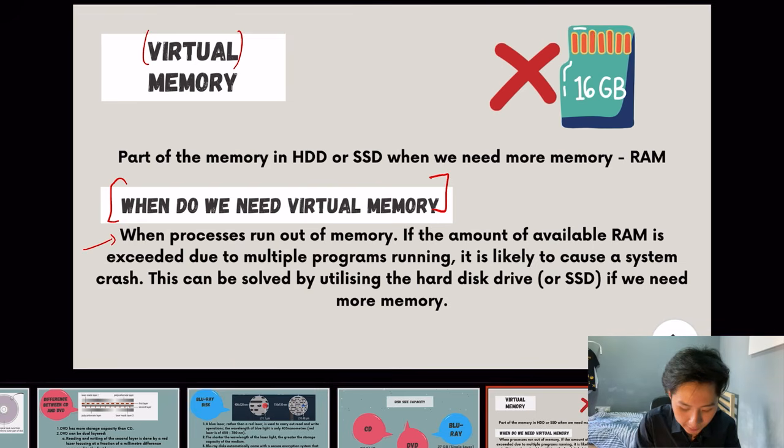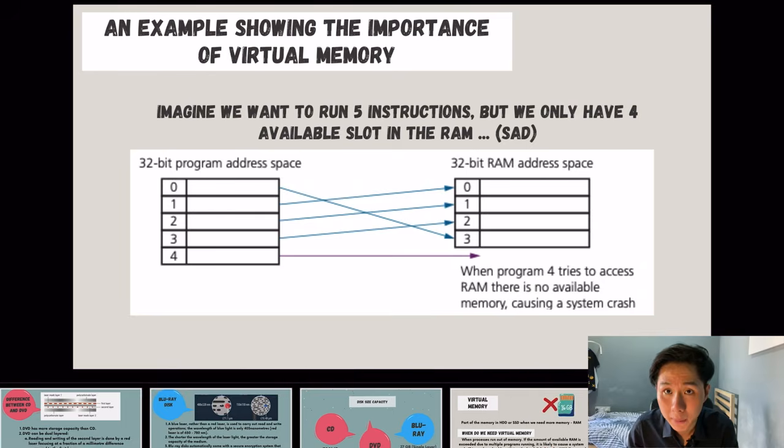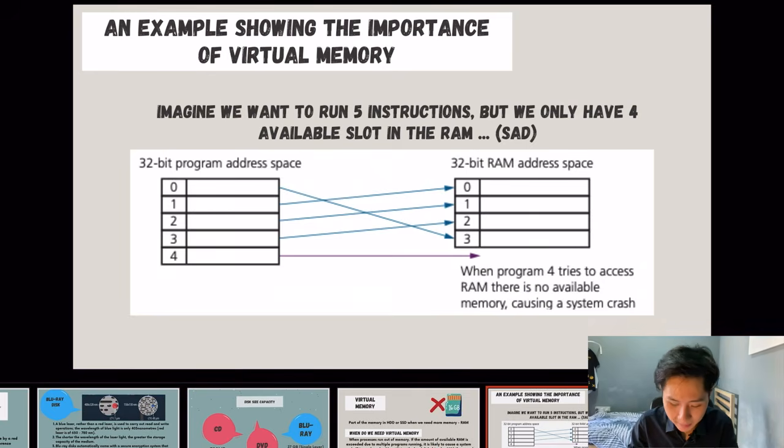When do we need virtual memory? The scenario is when the processor runs out of memory. Imagine that you have a lot of instructions to be run. You want to run many programs at the same time, but you have very little RAM, and that would cause the RAM to be insufficient. If the amount of available RAM is exceeded due to multiple programs running, it's likely to cause the system to crash. This can be solved by using the hard disk drive or SSD if we need more memory. So what do I mean by that?